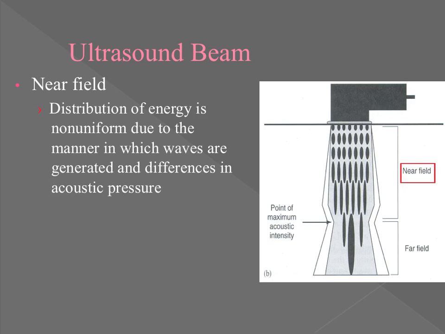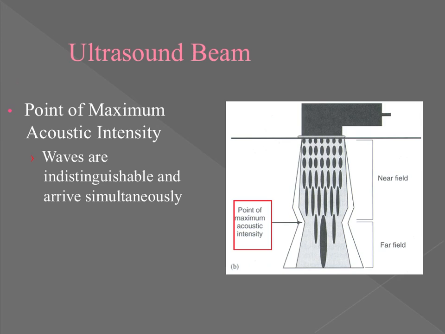The pressure variations occur because the transducer head acts as if it were formed by many transducers, and so it's going to produce lots of different sound waves. So it's the area closest to the transducer head, the near field. It's the area in which we see most of the therapeutic purposes occurring, or most of the ultrasound waves occurring. Okay, the point of maximum acoustic intensity.